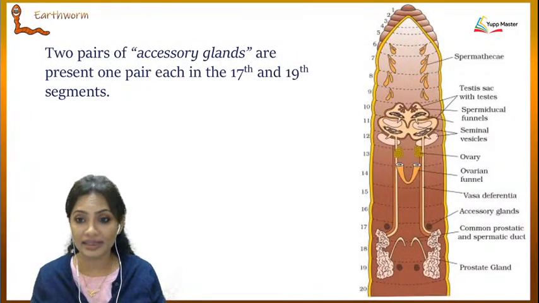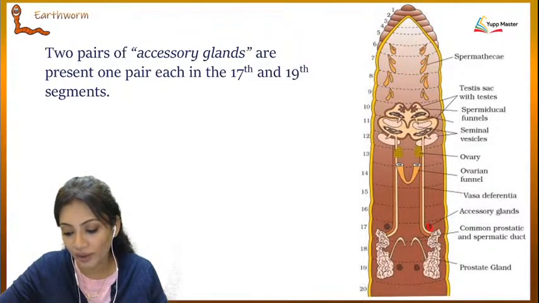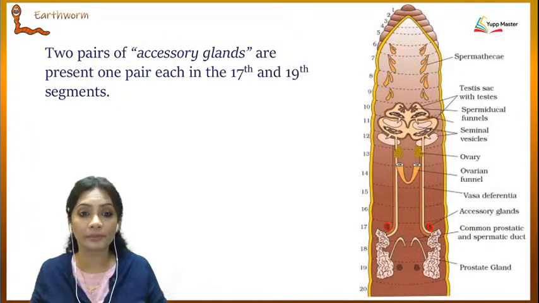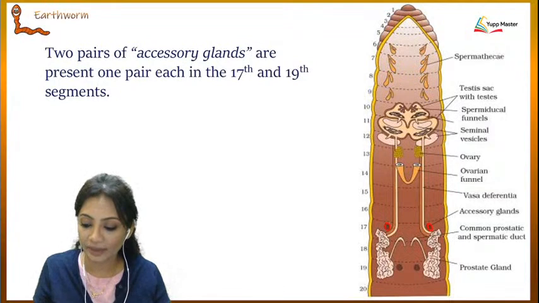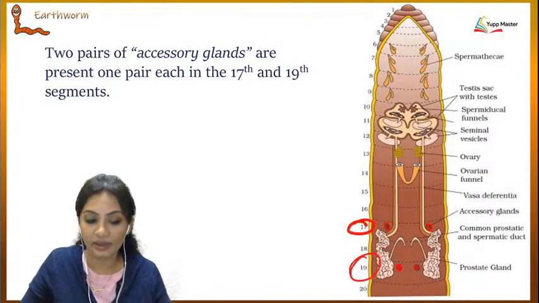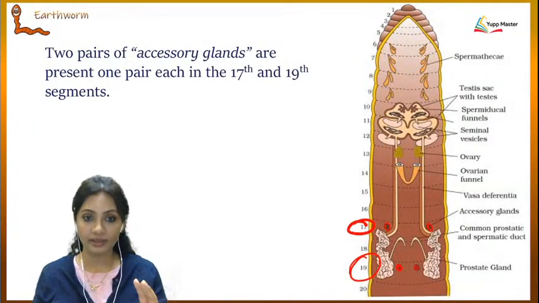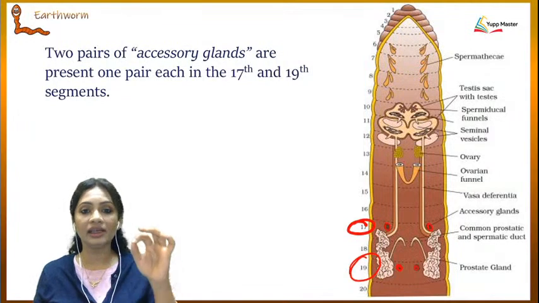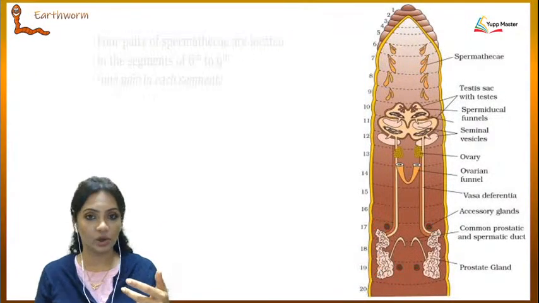Okay, where are these accessory glands present? Just like in humans, where there are also accessory glands, similarly over here accessory glands are present. And where are they present? One pair is located on segment number 17 and the second pair is located on segment number 19. So there are two pairs of accessory glands, one in the 17th and one in the 19th segment. Alright.